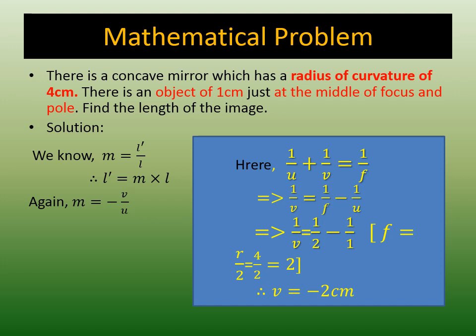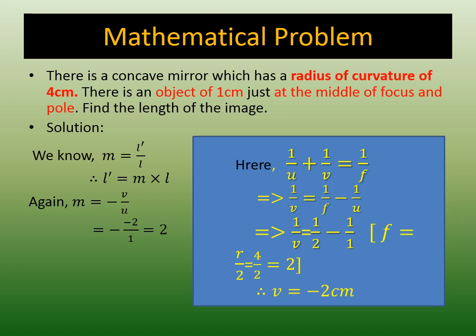So by solving this math, we have got the value of v, which is minus 2 centimeter. And minus means this image is virtual, not real. If the value of v is positive, it means the image is real, but here the image is virtual. By using the value of v, we can write m is equal to minus of minus 2 by 1. We got 2. 2 means positive 2. Positive 2 means the image is erect, not inverted.